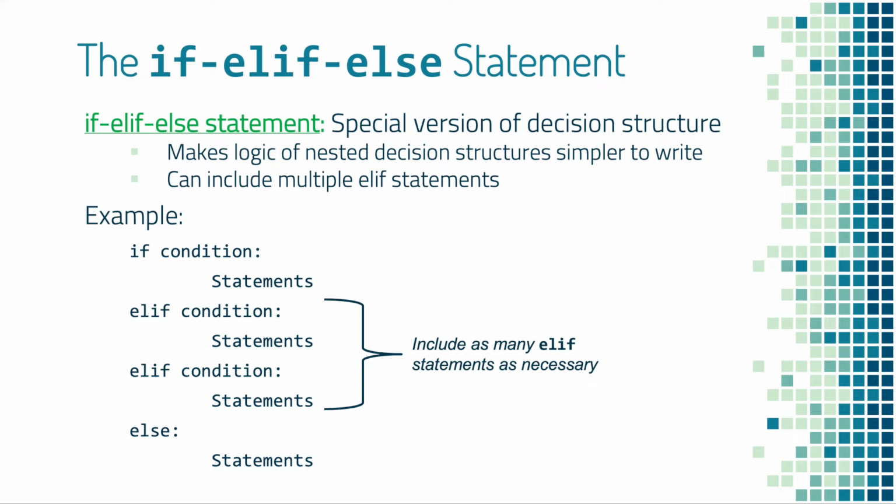So it turns our nested decision structures into something much easier to understand in human readable form. And we can insert as many elifs as necessary, which is why it's called the n alternative decision structure in Python. So we have single, we have dual, and we have n. So just n for some number of times.